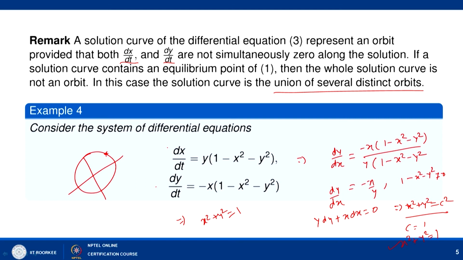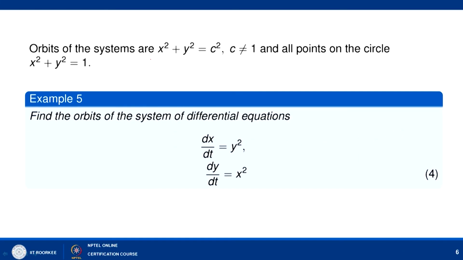So, the orbits of the system of differential equations are x square plus y square equal to c square, where c is not equal to 1, and the points on the unit circle x square plus y square equal to 1. So, your orbits of the system are given as x square plus y square equal to c square, where c is not equal to 1, and all points on the circle x square plus y square equal to 1. Basically, you take any other circle, then it will be an orbit, but if you consider the unit circle, then every point on it acts as an orbit.